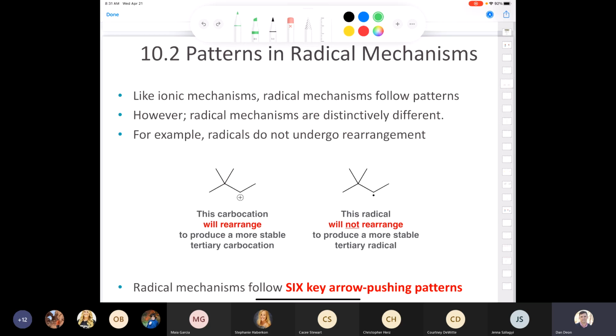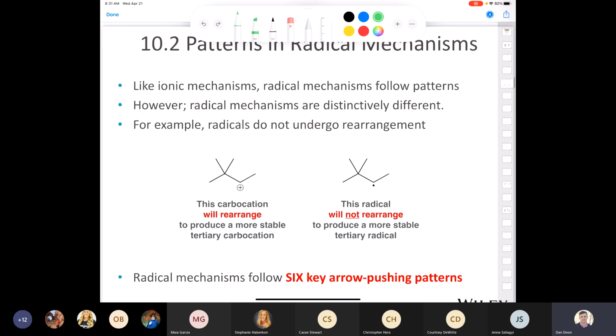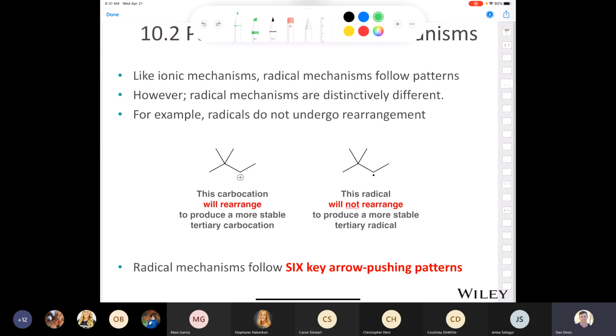First thing that we're going to look at is the fact that radicals do not undergo rearrangement, right? If we had this carbocation, and if I asked any of you in the final exam, is that going to rearrange? You'd say, yeah, that's going to rearrange. It's going to do a 1,2 methyl shift to produce this carbocation. However, a radical is not going to rearrange to produce something that's more stable.